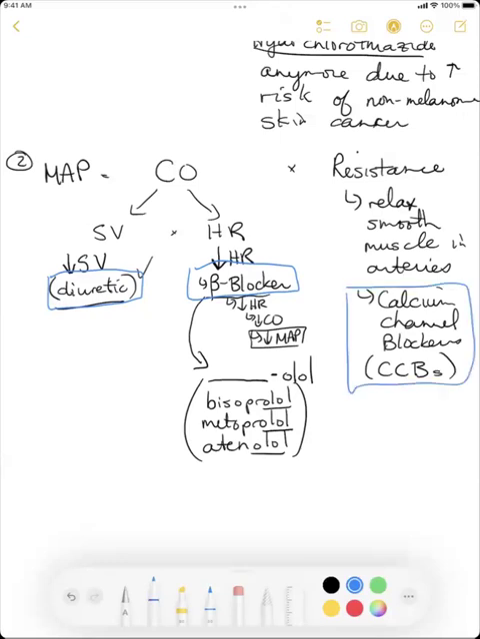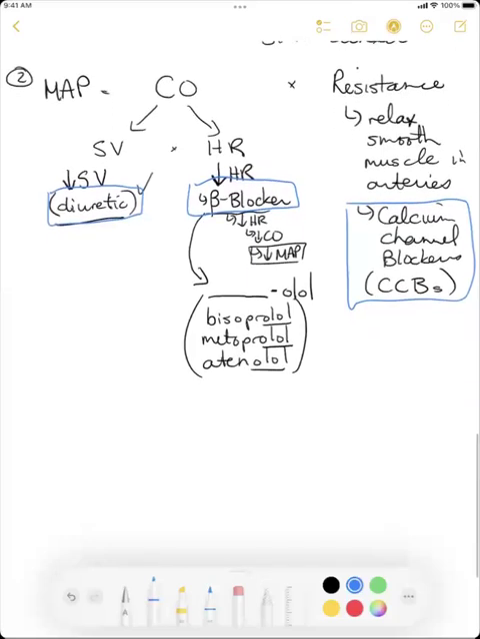Calcium is absolutely necessary to get contraction of muscle of any kind. And this one specifically acts on the calcium channels within the smooth muscle of the arteries. Those are some of them.